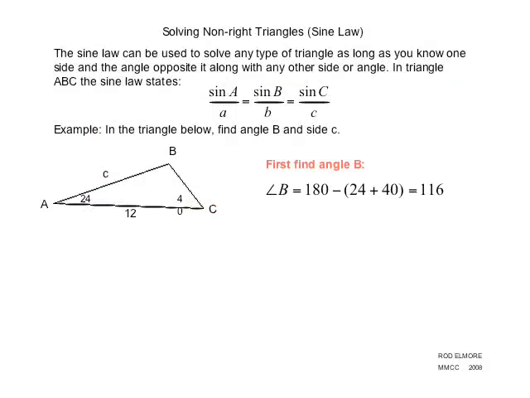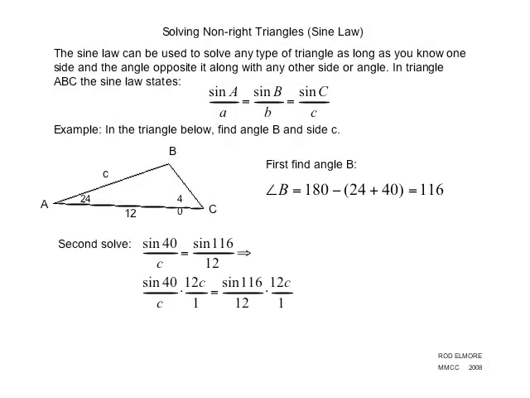First, find angle B. Angle B is equal to 180 minus whatever 24 and 40 add up to, and that would be 64. So that would give you that angle B equals 116 degrees. Now we can use the sine law. The sine of 40 over c is equal to the sine of 116 over 12. So now we have to solve this for c.